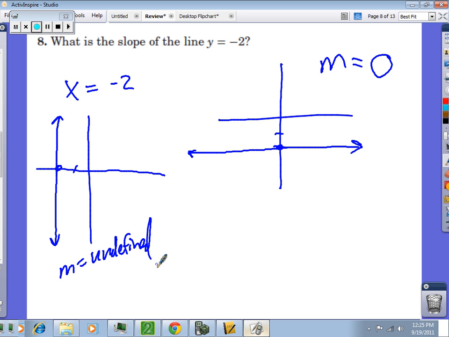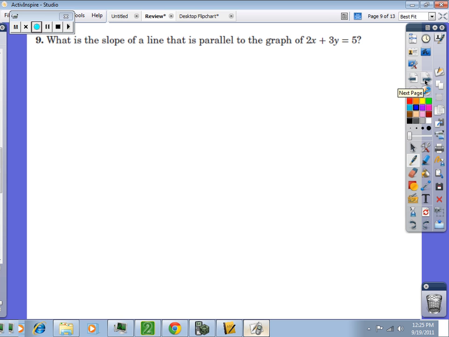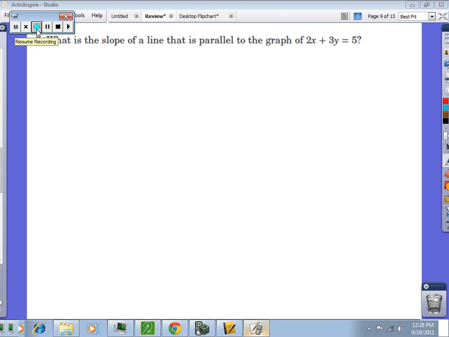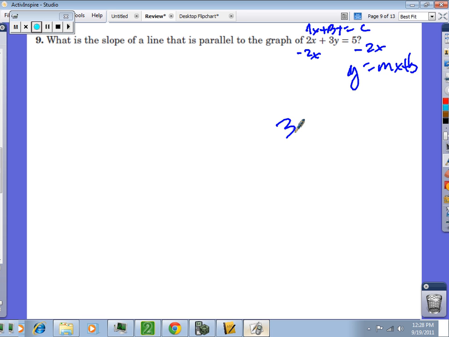Okay, number 9. So right now it's in ax plus by equals c. You need to change it so that it's in y equals mx plus b. You have got to get rid of this 2x. How are you going to get rid of the 2x? You're going to minus 2x. Minus 2x. So now you got 3y equals 5 minus 2x.